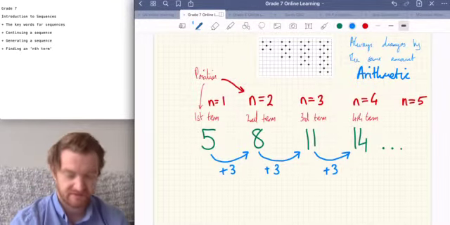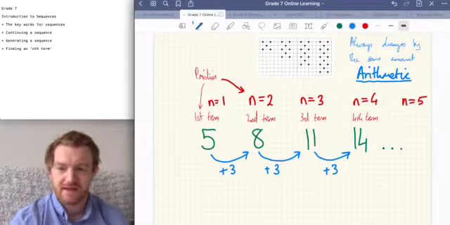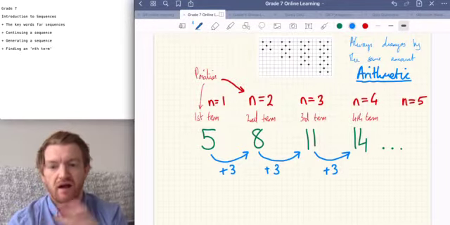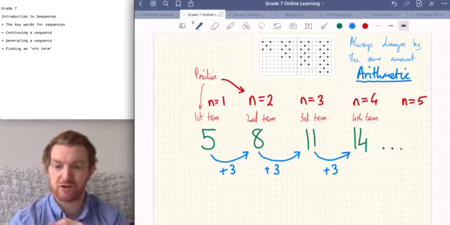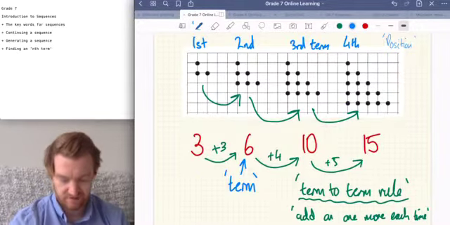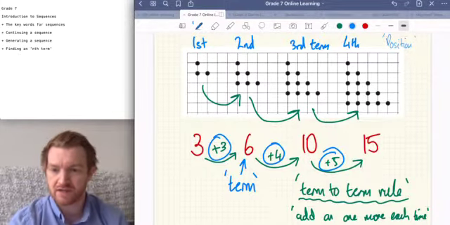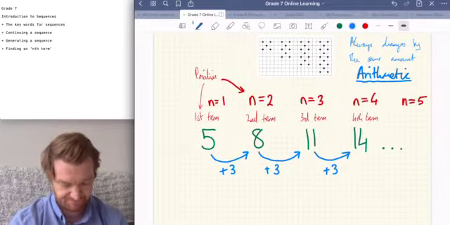There are different types of sequences. This one is arithmetic because it's going up by 3 every time. If it went up by 3 every time, or down by 7, or up by a half, whatever it might be, if it's the same every time, it's arithmetic. If it's not the same every time, if it changes, like the sequence we had here, which was going up by a different amount every time, that's not arithmetic. It's only arithmetic when it goes up by the same every time.